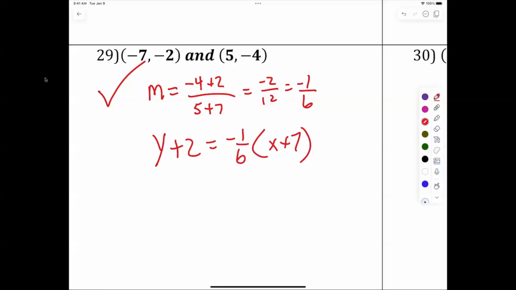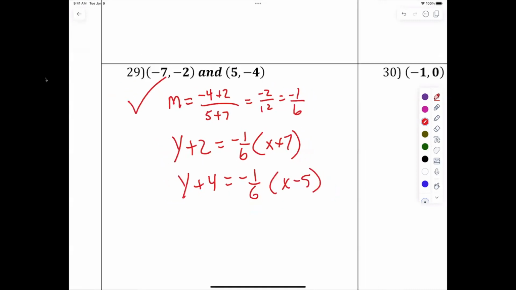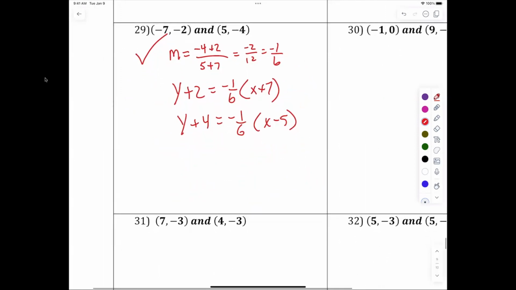Wow. Nice. And if you chose the other point, it would be y plus 4 equals -1/6 times x minus 5. All right, anybody else? What time does the bell ring? Are you guys telling me it's time to go? 9:26. We've got time. Let's continue on.